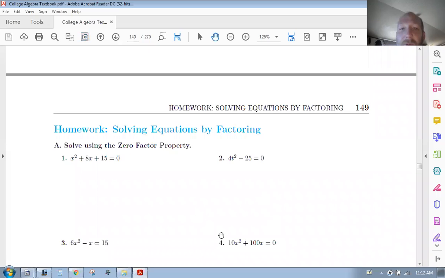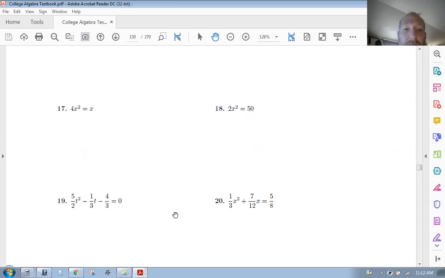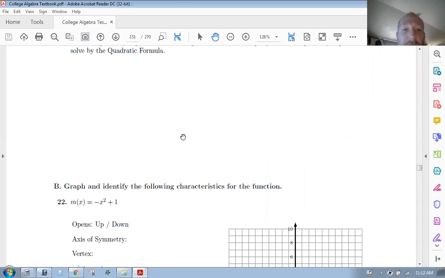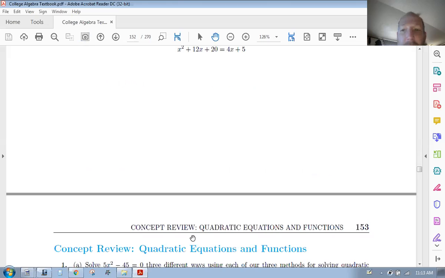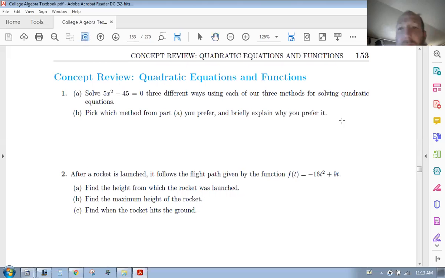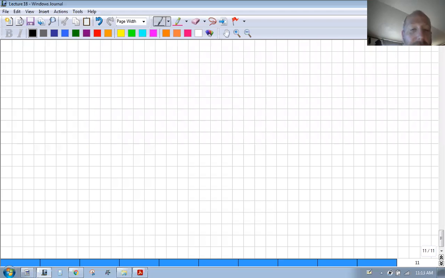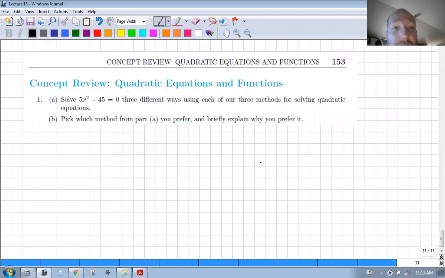All right, there's our homework section. All right, page 153. Concept review. All right, solve this equation 3 different ways using each of our 3 methods for solving quadratic equations.